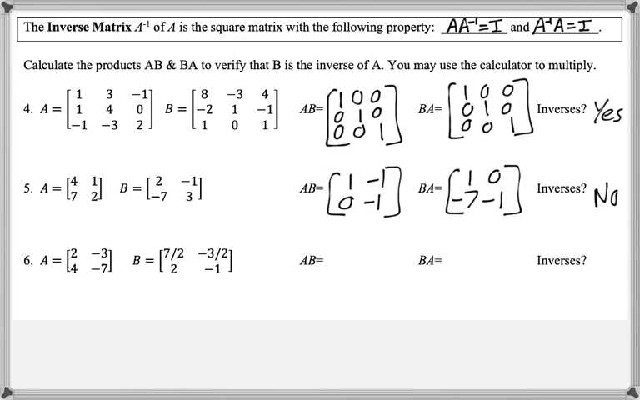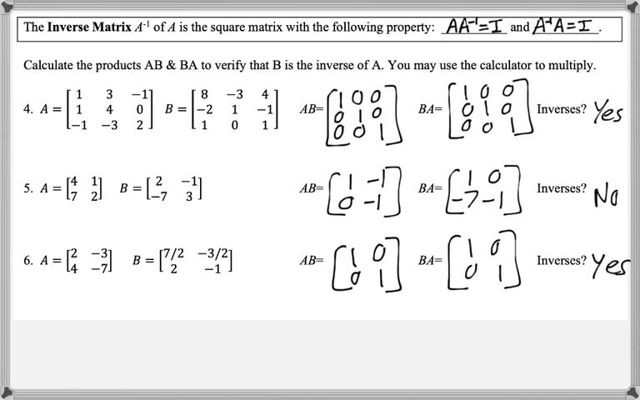And then on question 6, if we multiply A times B, we get the 2 by 2 identity matrix for A times B, and we get the 2 by 2 identity matrix for B times A. So yes, the original two matrices are inverses of each other.